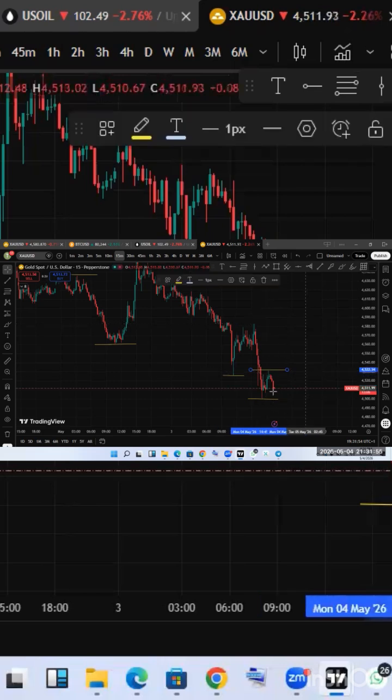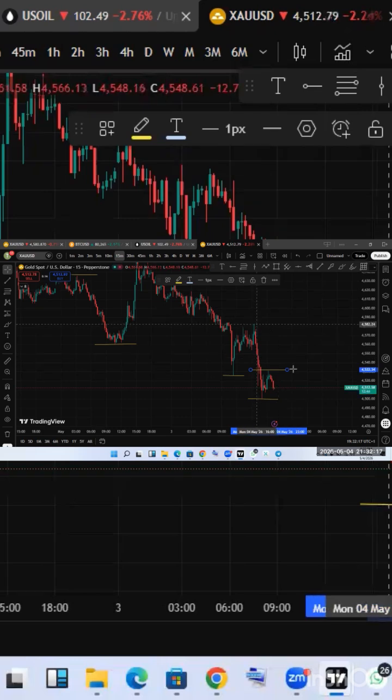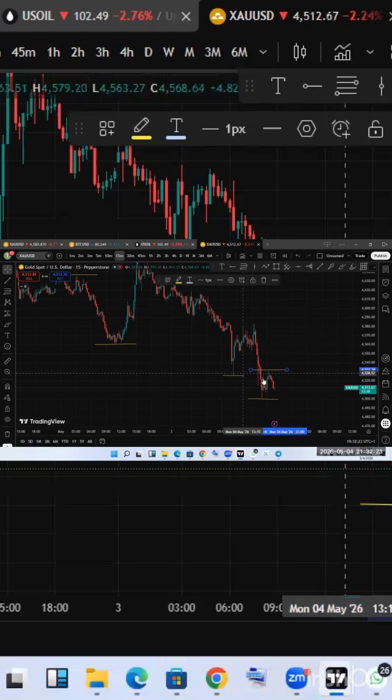Because if price wants to go up now, it must break this one first. After it breaks this one, then it can create another resistance here. And if it eliminates this height, what it will target next is this resistance again. So that's how support and resistance work. Support turns to resistance and resistance turns to support.